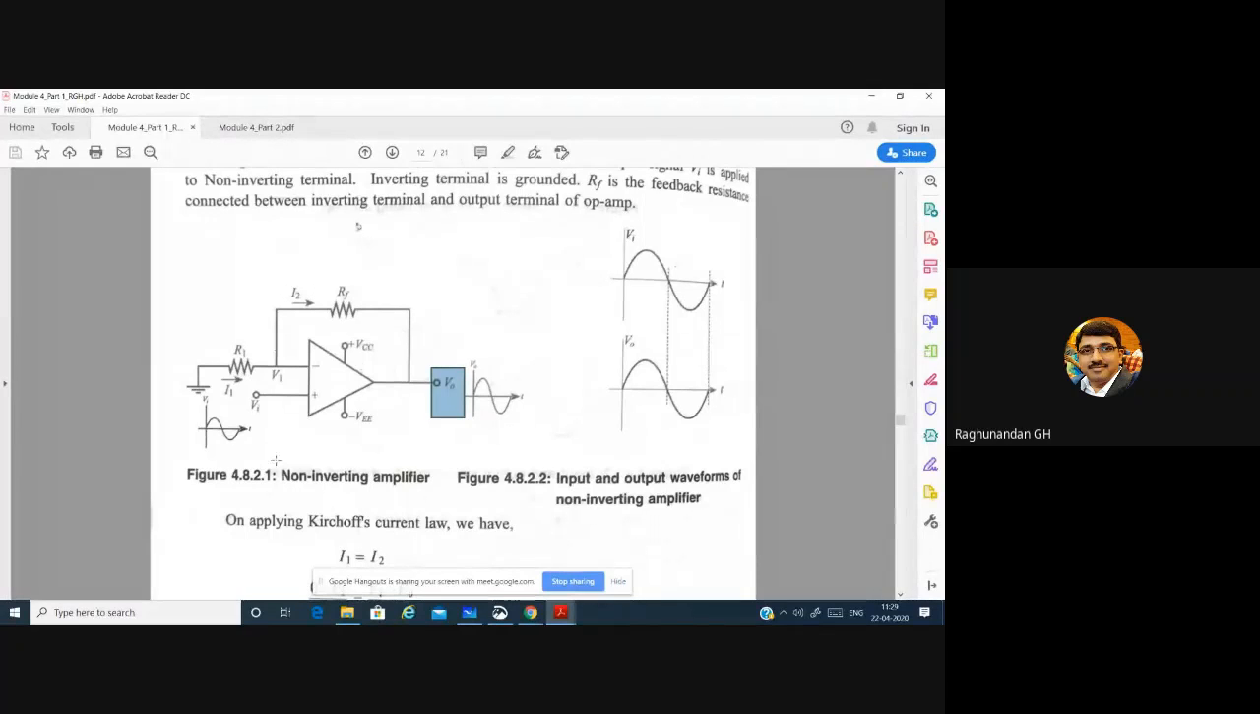If you give positive feedback, the output will be very, very high. You can try in the lab, or if you are online, you can try any software. If you give positive feedback, instead of getting a sine wave, you'll get a square wave. Can you tell me why you'll get a square wave? It's a common sense question. If you give the input as a sine wave, you'll get a square wave if you use positive feedback.